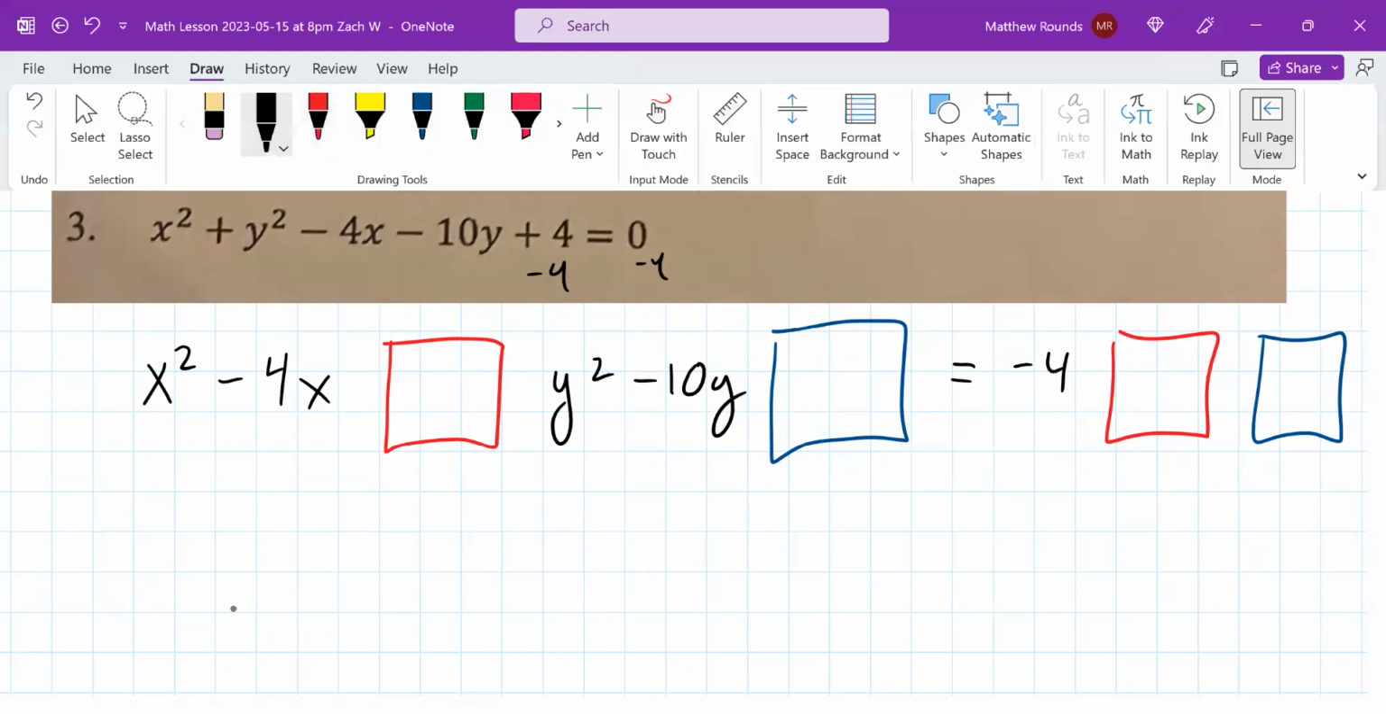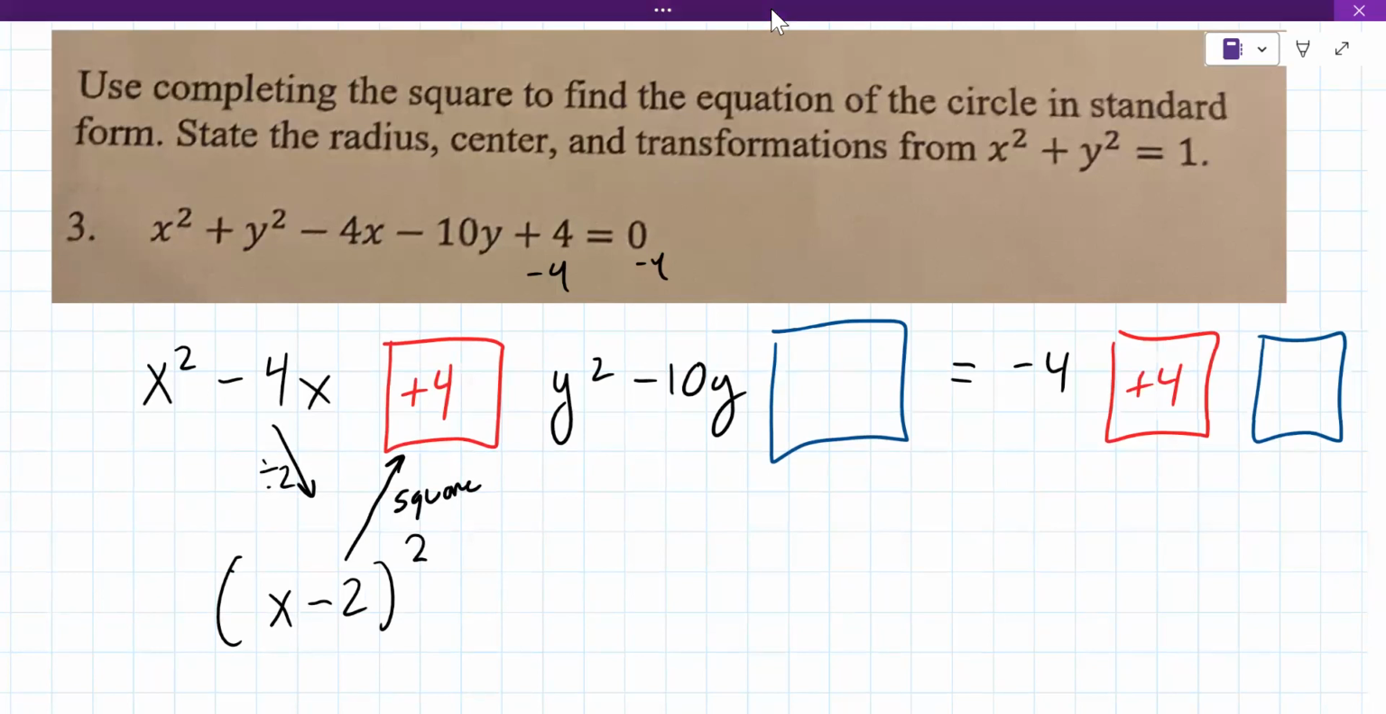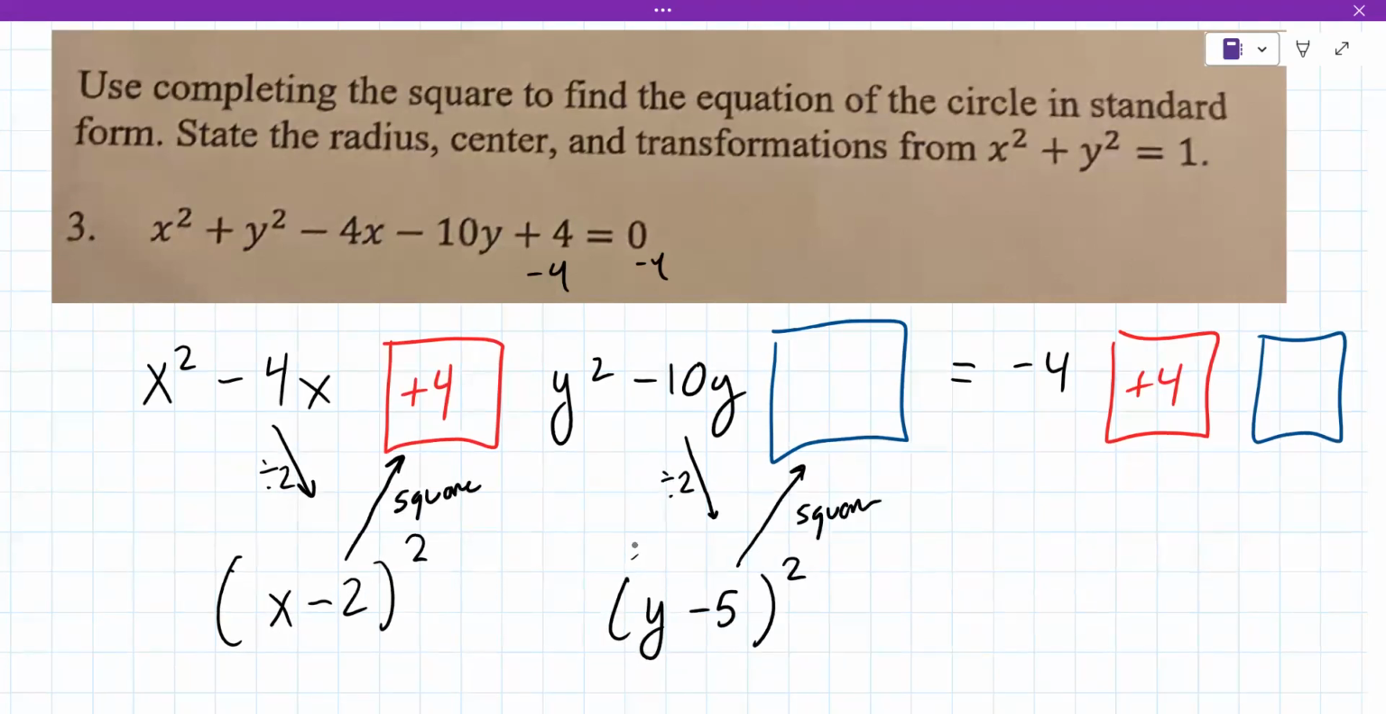So this becomes, you first divide by 2, (x minus 2) squared, and then you square. So that becomes plus 4 on both sides. And then you do the same thing with the y. You divide by 2, and that's (y minus 5) squared, and that becomes plus 25 on both sides.